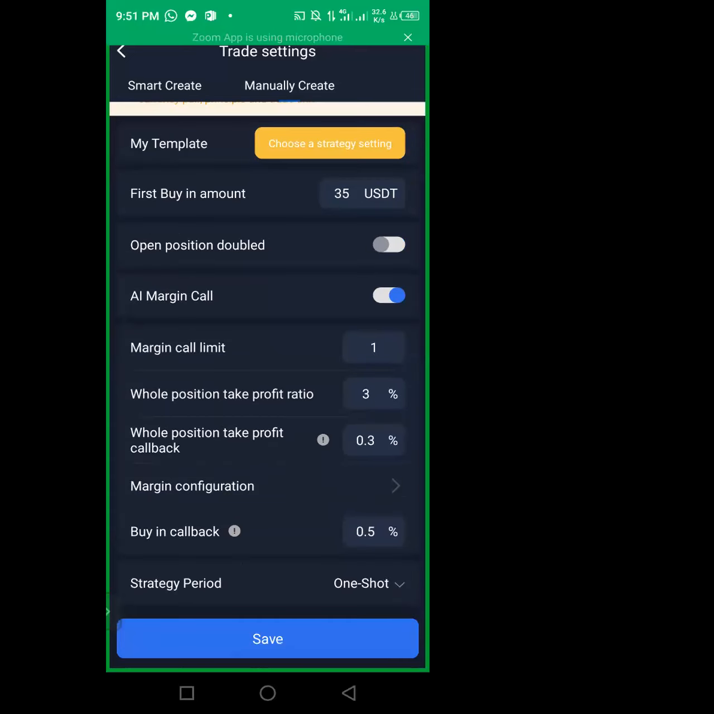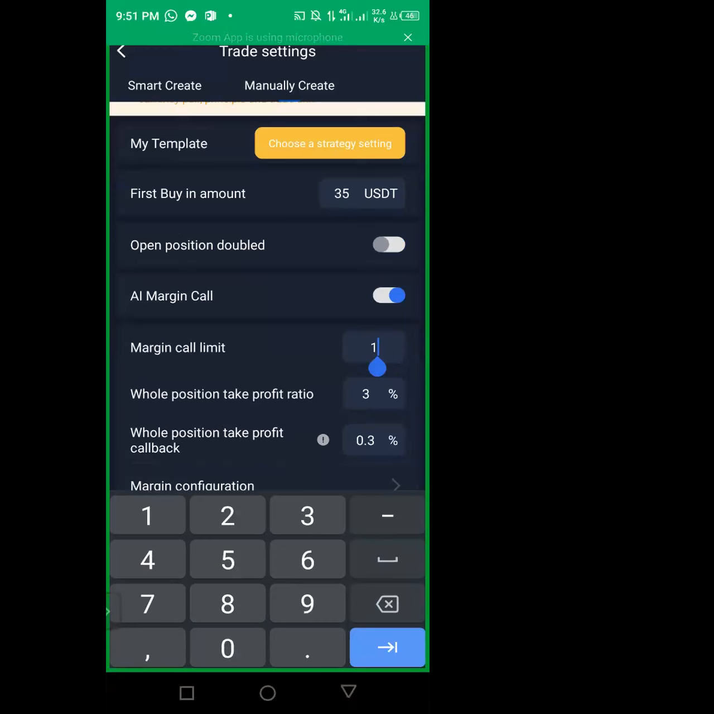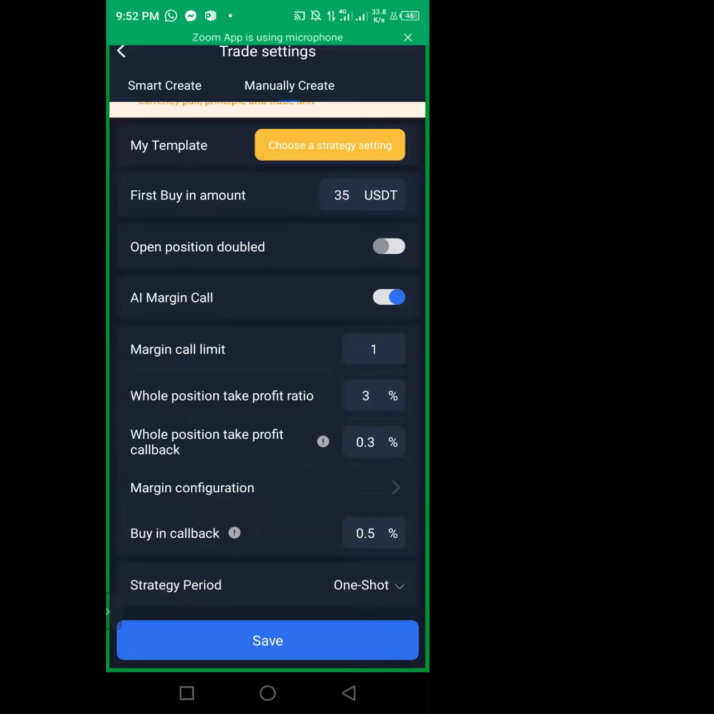So margin call limit, I've explained, is how many times you want the robot to buy for you. It can be as high as 100. You can ask the robot to buy more margin calls for you. The highest is 100. The lowest is 1. So it means the number of times you want the robot to buy the margin calls for you. Then the whole position take profit ratio is the percentage of profit you want to take. If you are to trade, maybe your budget for this coin is $100.